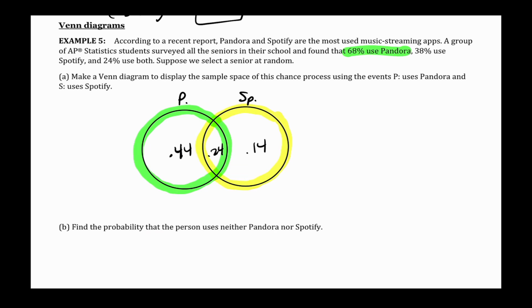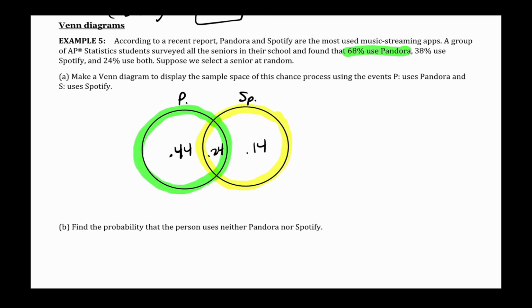How much do those add up to? The numbers on the inside. 0.82. So we're missing some, right? Because if you're going to include everybody, we're missing some. So how many are we missing? What percent are we missing? 18%. Who are they?